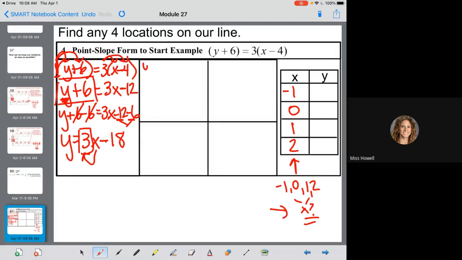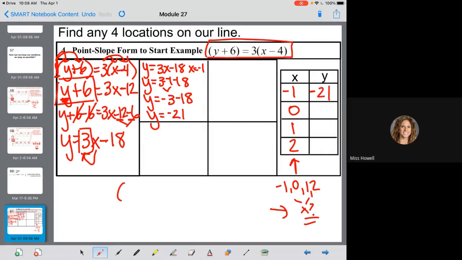So we're going to use y equals 3x minus 18, and we're going to substitute in x equals negative 1. All right, let's start there. So y equals 3 times negative 1 minus 18. PEMDAS from there, multiply before we subtract, and we'll end up here with negative 3 minus 18, which would give us a negative 21. So one of the locations on our line that could be described as y plus 6 equals 3 times x minus 4 would be at the location of negative 1, comma, negative 21. Or this ordered pair, negative 1, comma, negative 21 is the solution of that particular line.